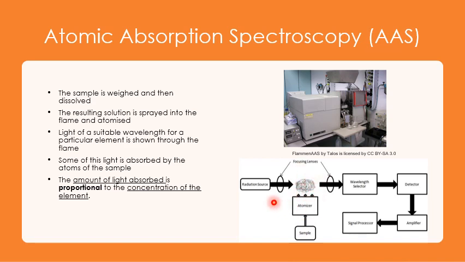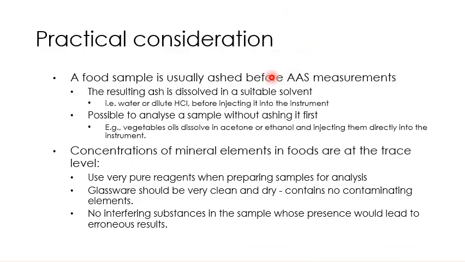Light from a radiation source of suitable wavelength is then shone through the flame, and some of this light is absorbed by the atoms of the sample. The amount of light absorbed is proportional to the concentration of the element. For practical consideration, when you perform this AAS analysis, normally you have to make sure that a food sample is ashed before you take the AAS measurement.